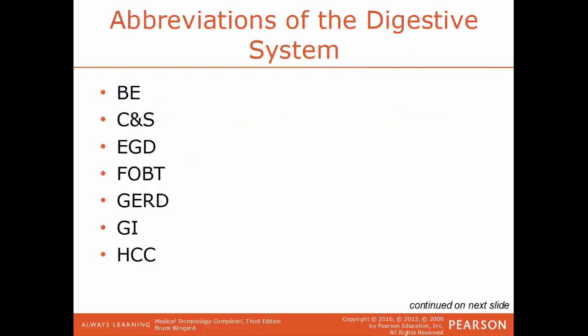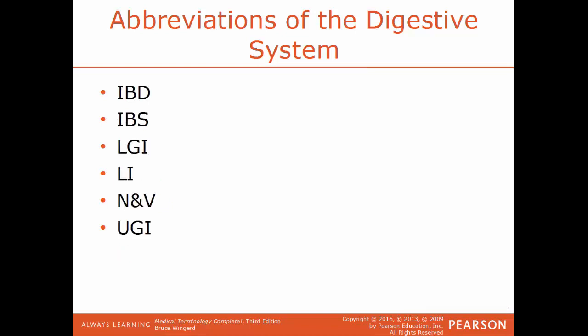Okay, now we'll go over some common abbreviations of the digestive system. The first one, BE, barium enema. C&S, culture and sensitivity. EGD, esophagogastroduodenoscopy. FOBT, fecal occult blood test. GERD, gastroesophageal reflux disease. GI, gastrointestinal. HCC, hepatocellular carcinoma. IBD, inflammatory bowel disease. IBS, irritable bowel syndrome. LGI, lower gastrointestinal. LI, large intestine. N&V, nausea and vomiting. UGI, upper gastrointestinal.